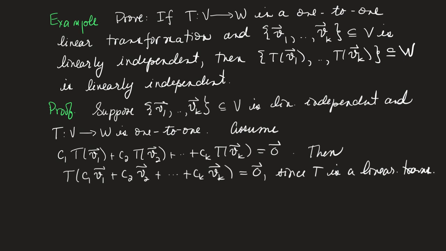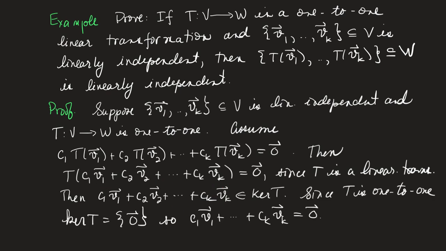But now I have T of this is equal to the 0 vector, and what that means is that this is in the kernel of T. So I've gone ahead and written that down. So this is now in the kernel of T, but one of our hypotheses was that T was one-to-one. So if T is one-to-one, that means the kernel of T contains only one element, and that's the 0 vector. So that means that this must be equal to the 0 vector.